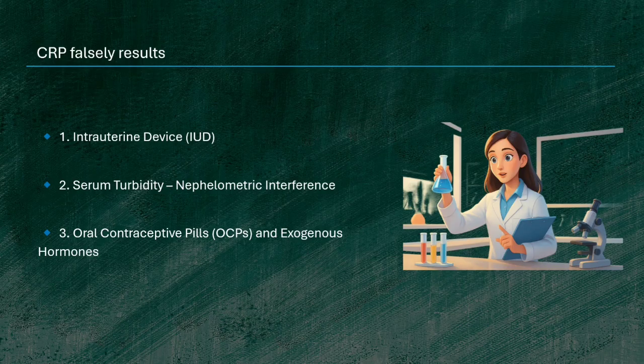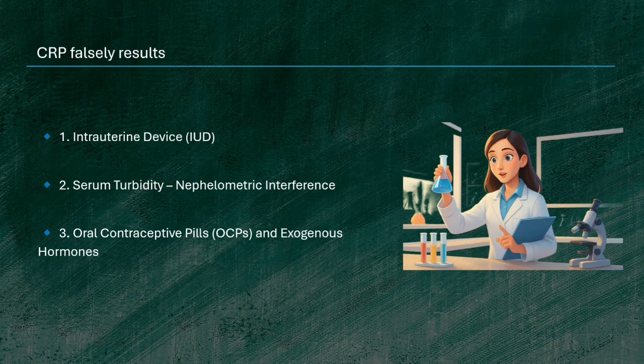3. Oral contraceptive pills, OCPs, and exogenous hormones. Estrogen-containing medications, e.g. OCPs, hormone replacement therapy, can stimulate hepatic synthesis of CRP. This is a pharmacologic effect, not a sign of disease. Clinical impact. May confound CRP interpretation in women using hormonal therapies, especially in cardiovascular or inflammatory risk assessments. Example: in epidemiologic studies, CRP levels are often adjusted for hormone use to avoid bias.